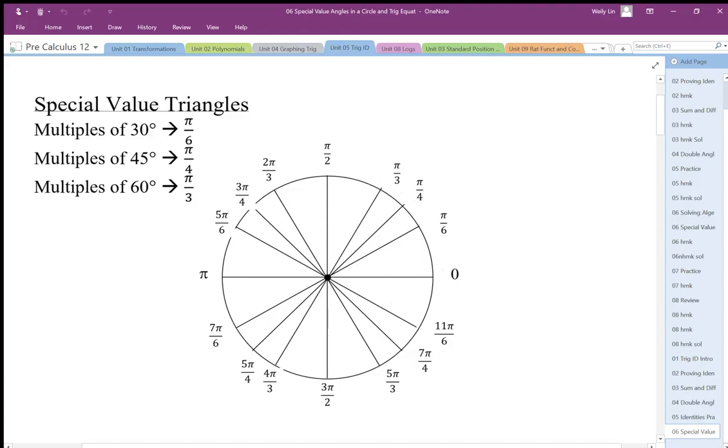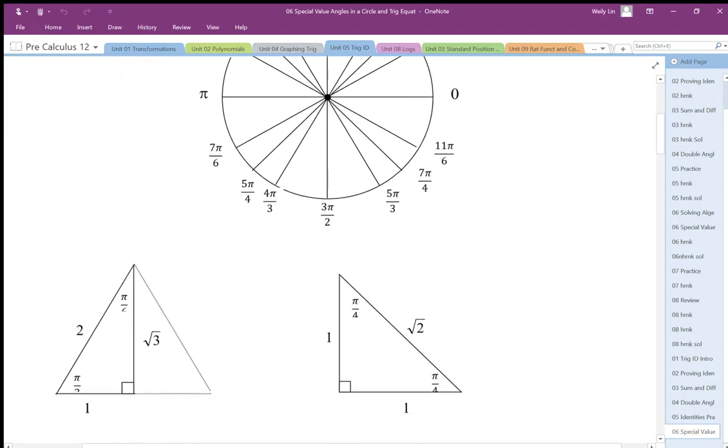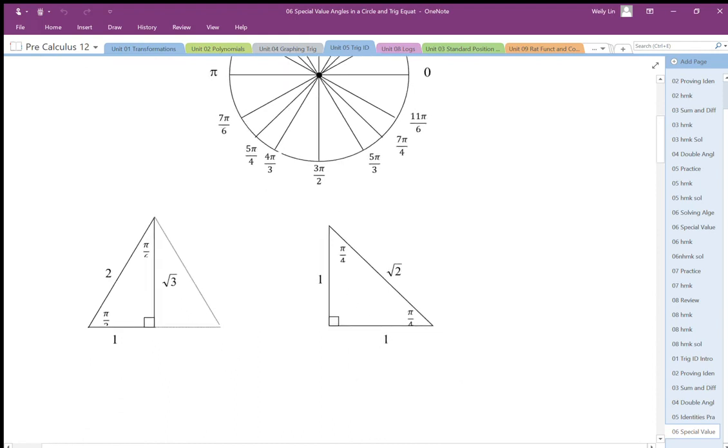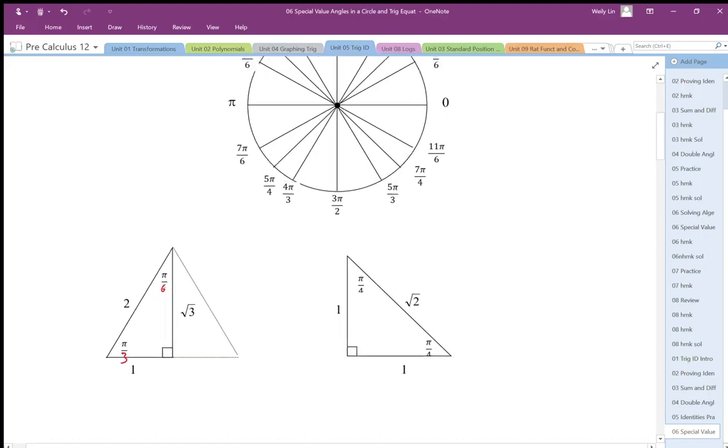These are our special angles, multiples of 30, 45, 60, and they show up in our circle like this. So these are the angles we want. The ratios that we're looking for when we solve these equations, that's pi over 3. So the ratios we're looking for are the 1, 2, root 3 triangle, and the 1, 1, root 2 triangle, the 30, 60 and the 45 triangle. So those are important to know.